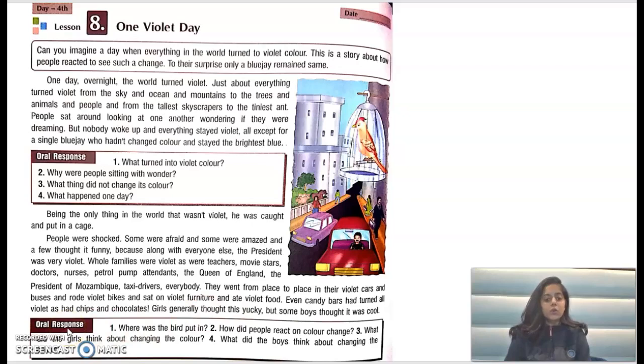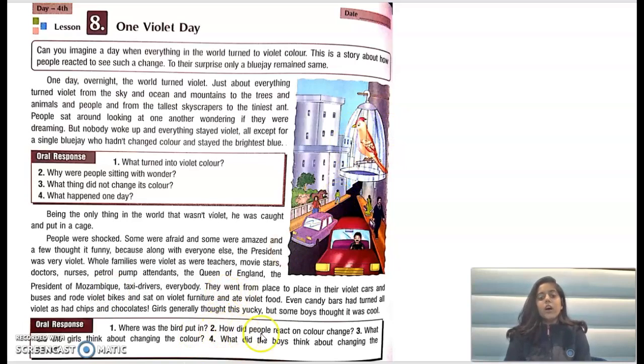So let's move towards the oral response questions. First one, where was the bird put in? So which bird here are we talking about? The bird is this blue jay. So this bird was caught and it was kept in a cage.